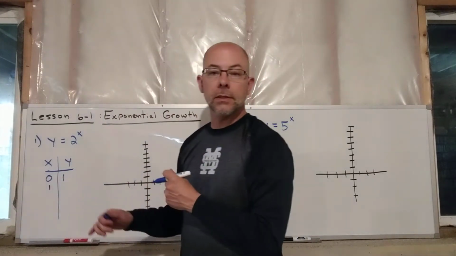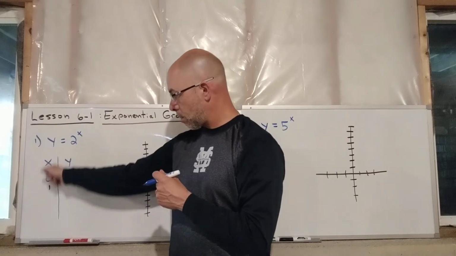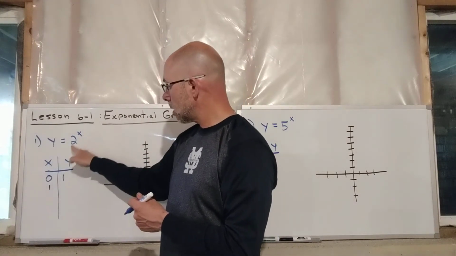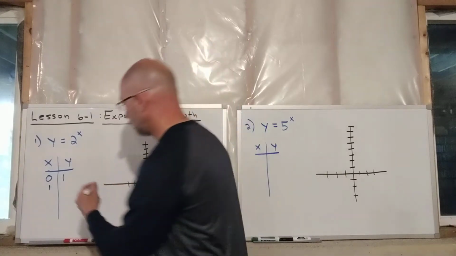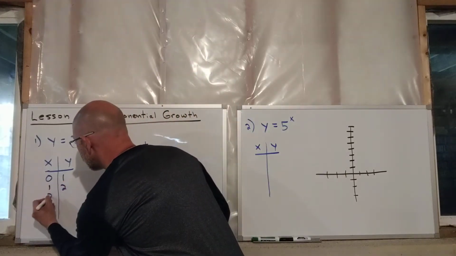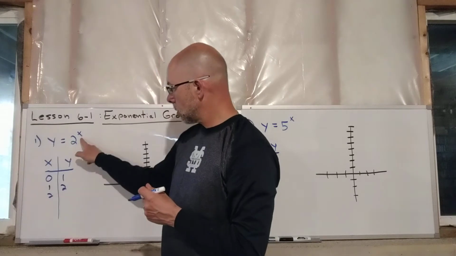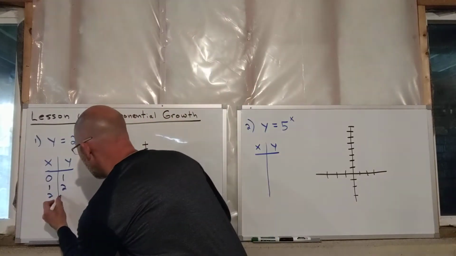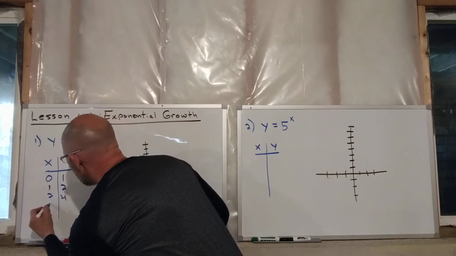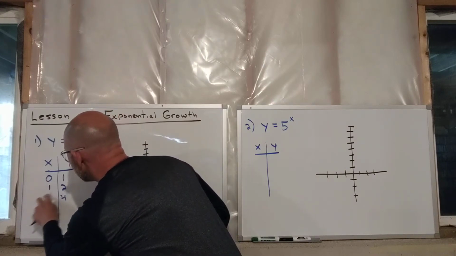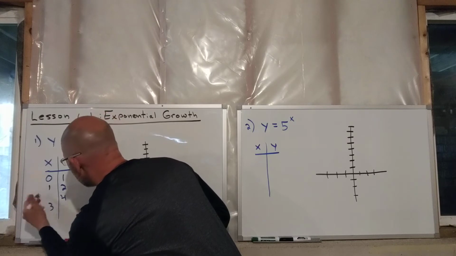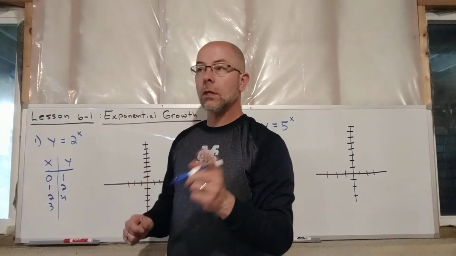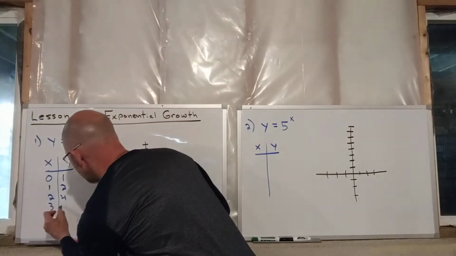We'll go to 1 next. Plug the 1 in. See, we pick x's, we put them right there in that exponent. So put that 1 right there. 2 to the first power is 2. Put a 2 in there. 2 to the second power is 4. Put a 3 in there. 2 to the third power is 8.